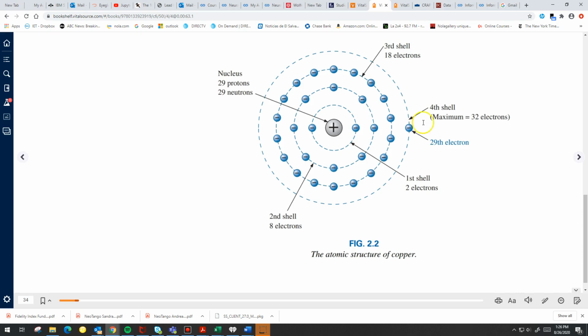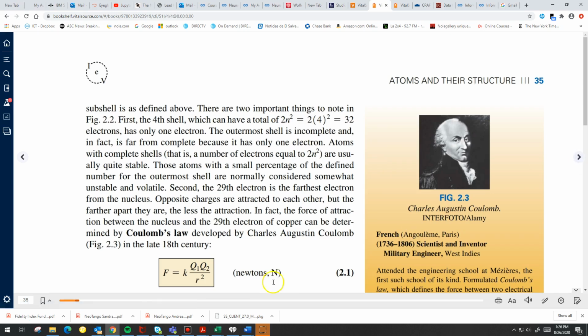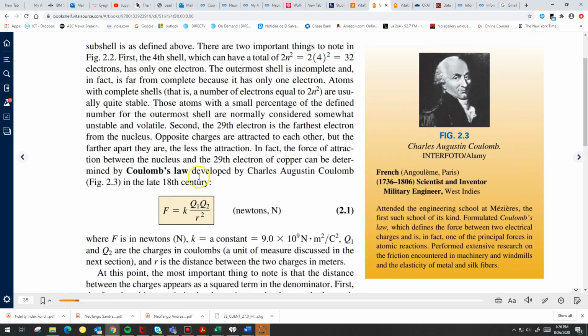Well, similarly, in the case of charges, right? If you look at charges, then there's a force of attraction and a force of repulsion between charges, whether the charges are positive or negative. And this force of attraction or repulsion is given by this equation. This is called Coulomb's law. Okay, and in Coulomb's law, F stands for the force.